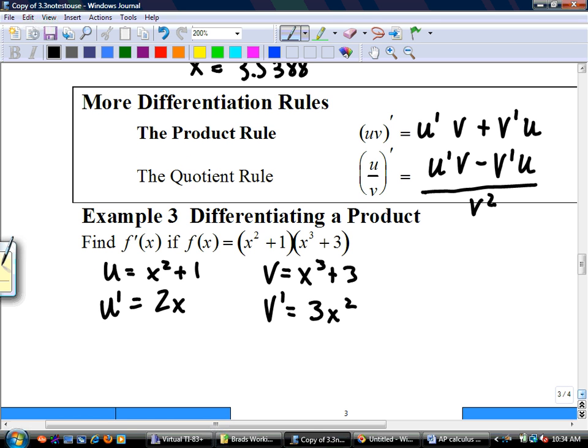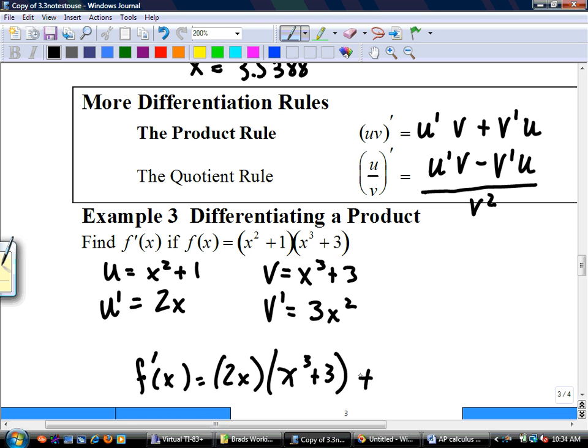Okay, so f prime of x, all we're going to do is put all the pieces together. Derivative of the first, 2x, times the second, x cubed plus 3, plus the derivative of the second, 3x squared, times the first.